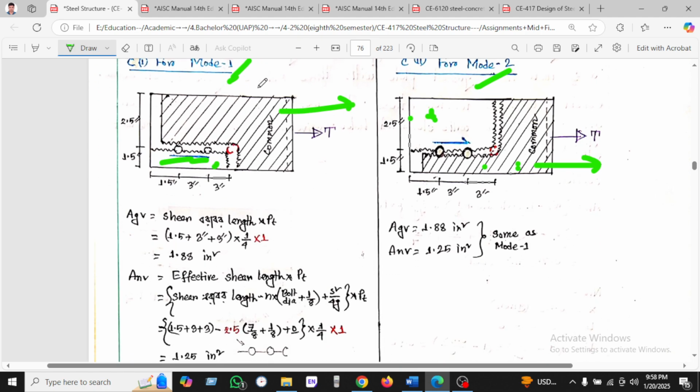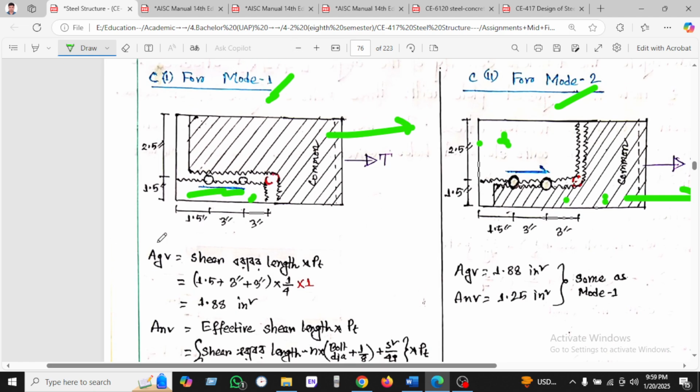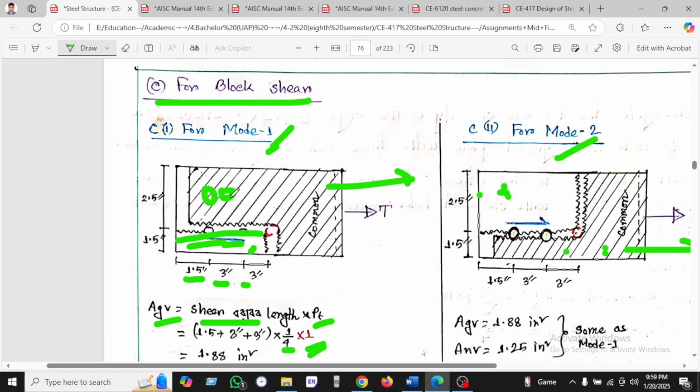So let's start with mode 1. As we know, this is mode 1. Agv, which is the length along the shear, plus plate thickness. This is the shear that has occurred, and the length is 1.5 plus 3, and the plate thickness we found is 1/4, and we are multiplying by 1 because there is no other bolt. If there is another bolt, then the failure occurs in another way. That's why we are multiplying by 1.